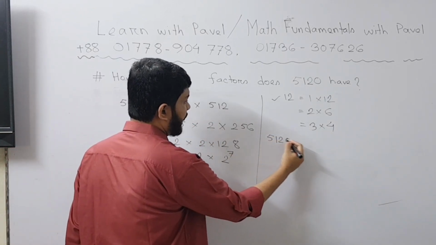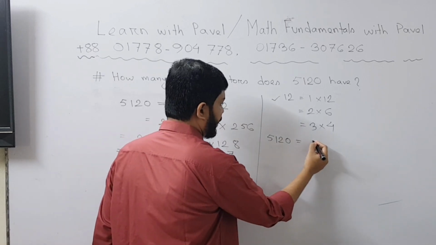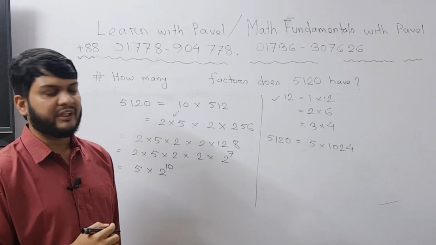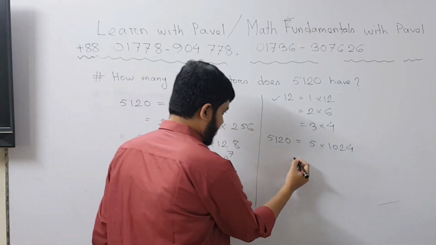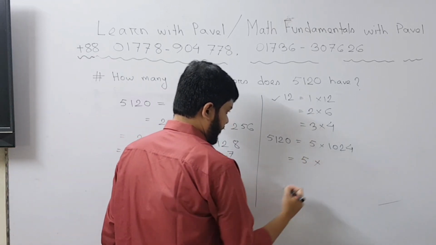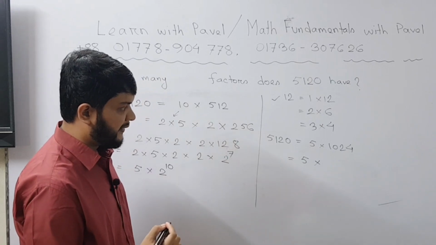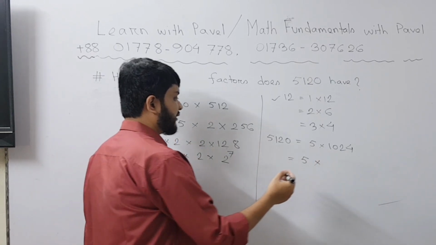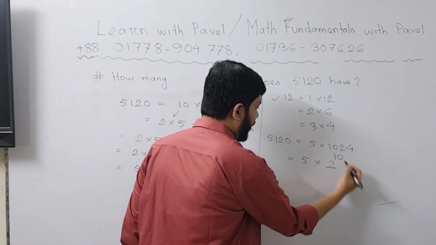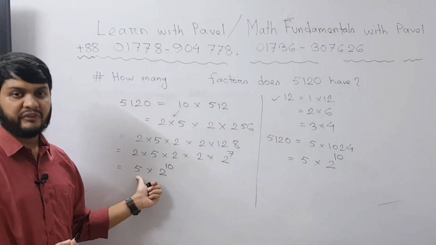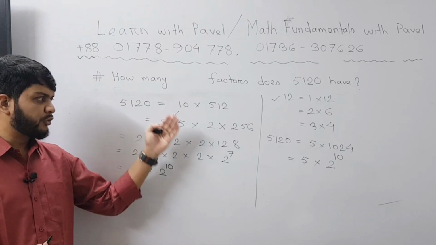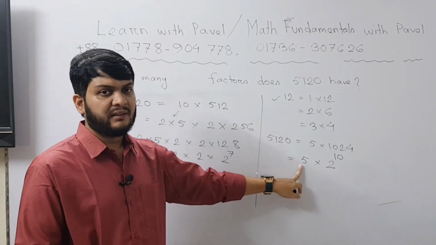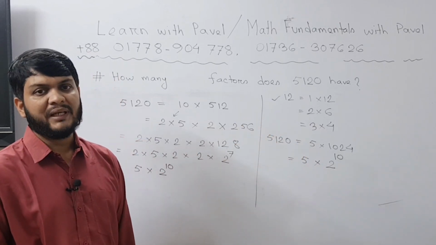You can write 5120 as 5 times 1024. Okay, if you divide the number by 5, from this line we can write 5 times 1024 is equal to 2 to the power of 10. So you get the same result. That is what I told earlier. So however you start or begin the process, no problem with that. At the end, the prime factorization will be the same.